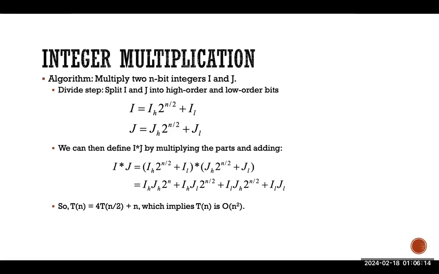So I'll be getting the terms ih jh 2^n plus ih jl 2^(n/2) plus il jh times 2^(n/2) plus il jl. So for example, if I take T(n) equal to 4 times T(n/2) plus n, then the time complexity I'll be getting is order of n squared.